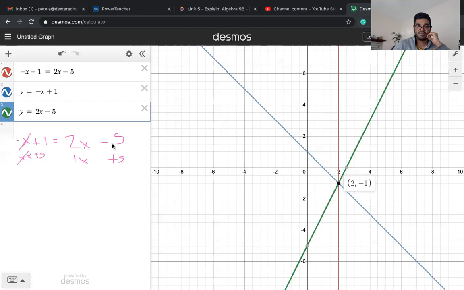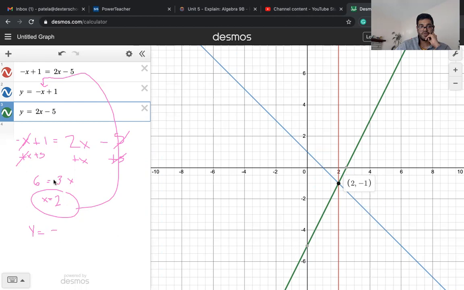Okay, this cancels, these cancel, and I get 6 equals 3x, and I get x equals 2. So that gives you that vertical line. But remember, when we talked about solving systems of equations, we're always going to have two solutions. If I take this and plug it back in, when I break it apart, I get y equals negative x plus 1, but x is 2, so y equals negative 2 plus 1, and I get y equals negative 1. So there's my solution.